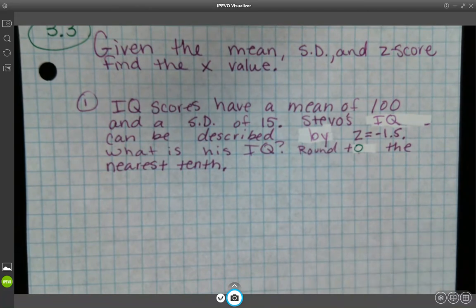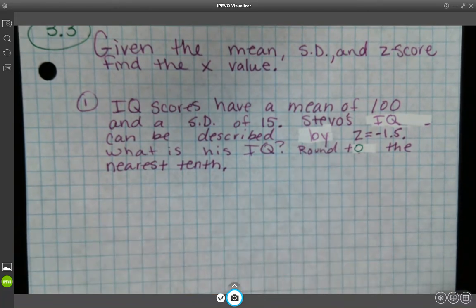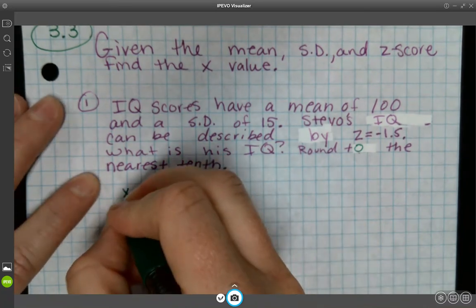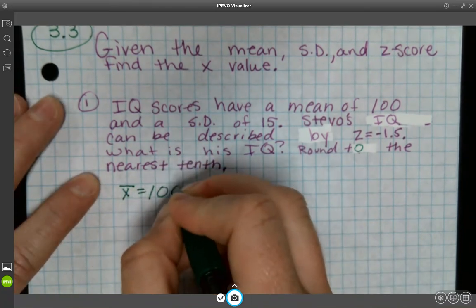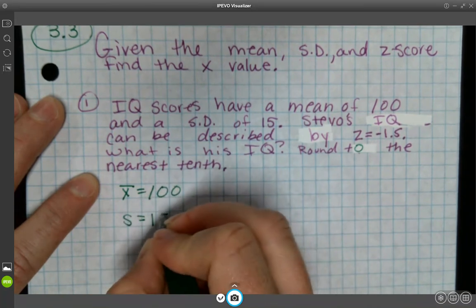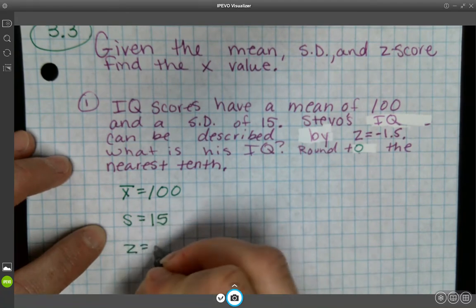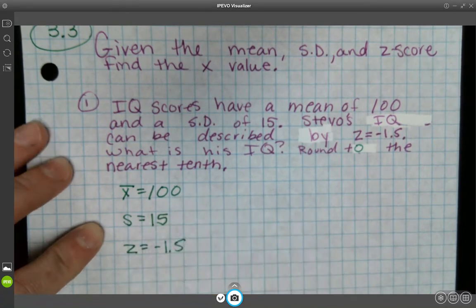So this is going the opposite way. You don't have to write this whole thing down. I would just write down the important information. So the mean is 100, standard deviation is 15, and the z-score is negative 1.5.